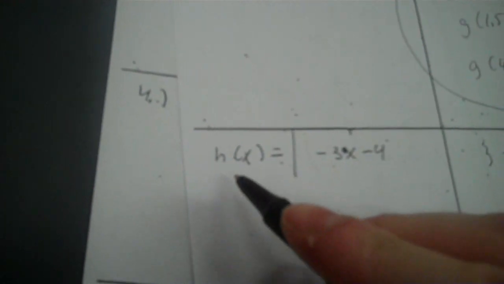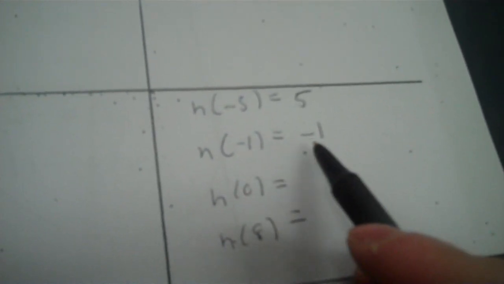Okay, so h. Why they switch it, I don't know. So h parentheses, instead of x, you put -3 equals. H parentheses, now you put -1. This tells you you're putting that number in for the x. H parentheses 0 and H parentheses 8. Okay, now you just evaluate.